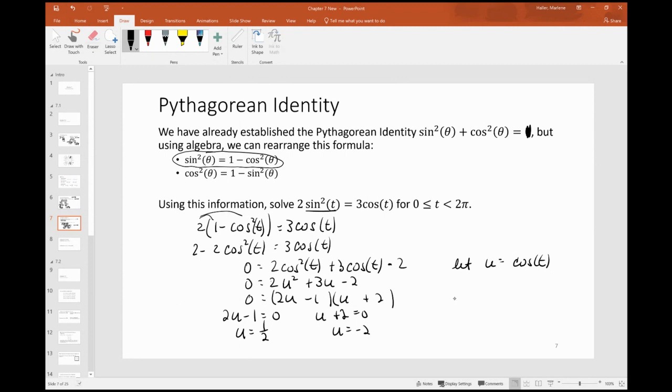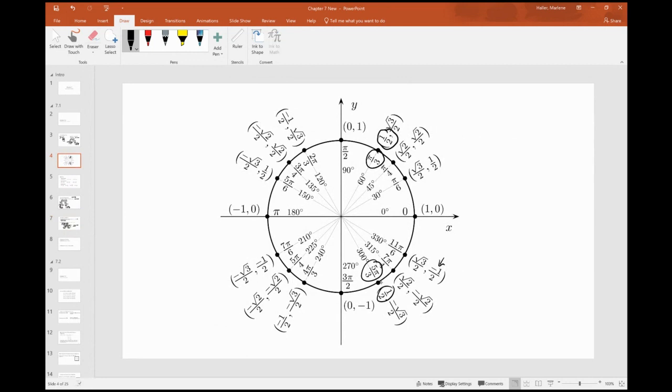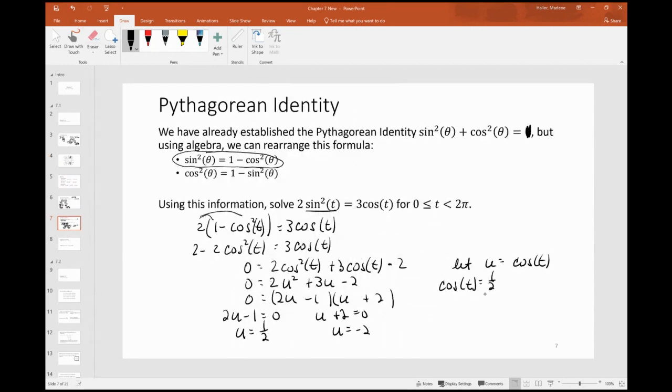I'll go over here to do it. So then the cosine of t equals 1/2. From the unit circle, let's go look at that. Where is the cosine 1/2? Oh, it's this pi over 3 and 5 pi over 3 again. All right, so inverse cosine of both sides tells us that t is going to be either pi over 3 or 5 pi over 3.